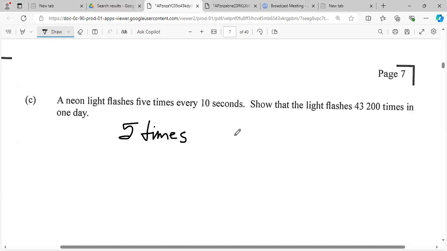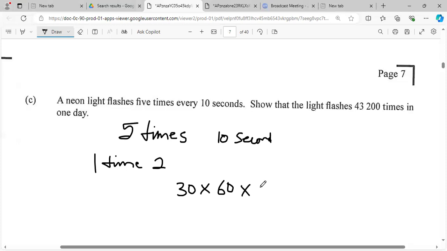So it flashes 5 times every 10 seconds. So basically, we can actually work out how many times it flashes per second. Alright, so 10 divided by 5 is going to be 2. So basically it flashes 1 time every 2 seconds. Alright, and put that. So 1 time every 2 seconds. That's it. So that means in 1 minute, 1 minute is 60 seconds, so you're going to divide by 2. So it's going to flash 30 times per minute, right? So that's 30 times per minute. And we know that in 1 hour, you have 60 minutes. So whatever this works out to, that's 1 hour. But we also know that there are 24 hours in one day. So this should give us the total.